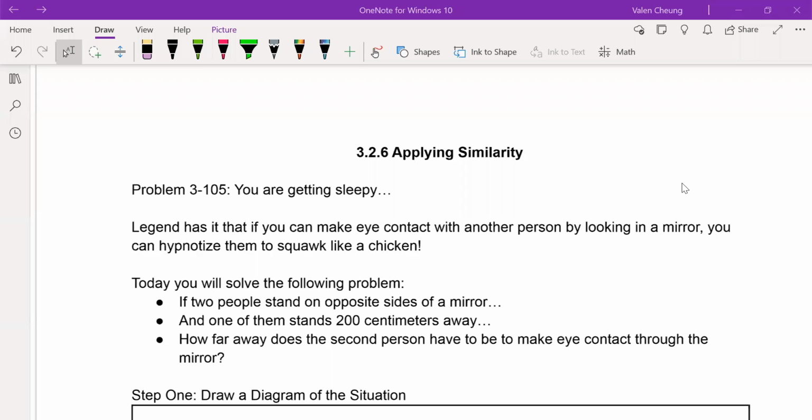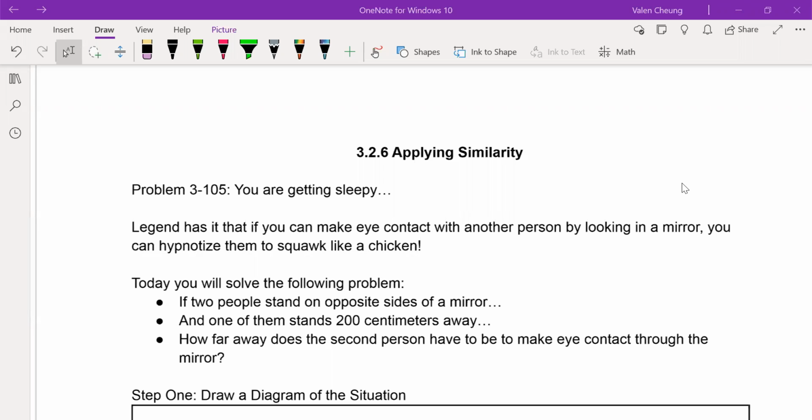Hello, dear students. This is Mr. Chung, and in this video, we're going to go over a very cool problem. So this is 3.2.6, applying similarity. Today, we're going to work in pairs.